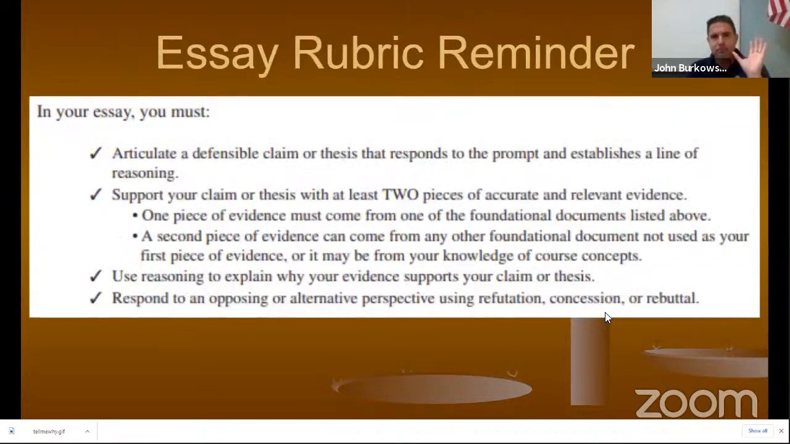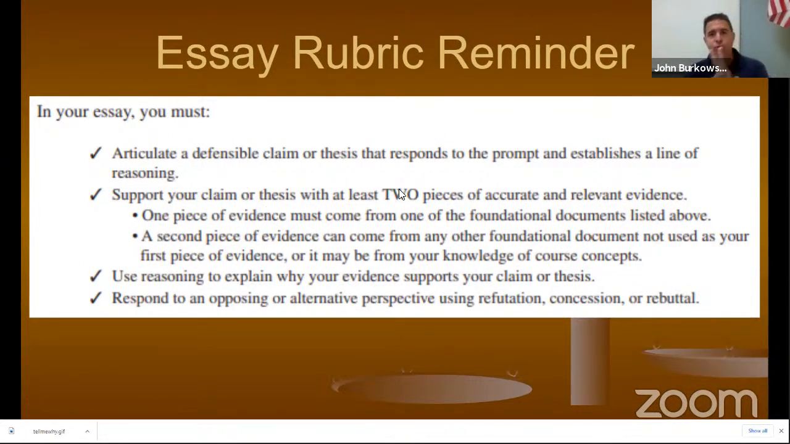I want to keep reiterating the rubric. I want us to become really familiar with the rubric. And remember, you will get this on the exam. When you get the argumentative essay, you'll see, oh, develop an argument, you'll get a little context, and then it will remind you of the rubric. Articulate a defensible claim or thesis that responds to the prompt and establish a line of reasoning. You must do both: defensible claim, establish line of reasoning.